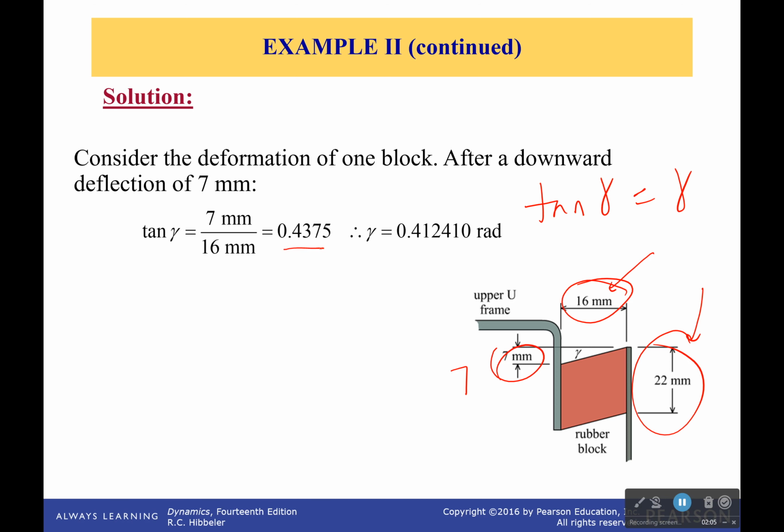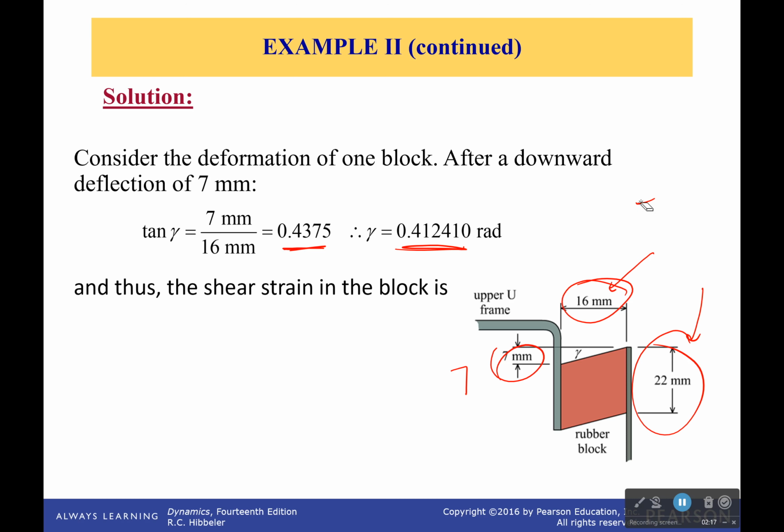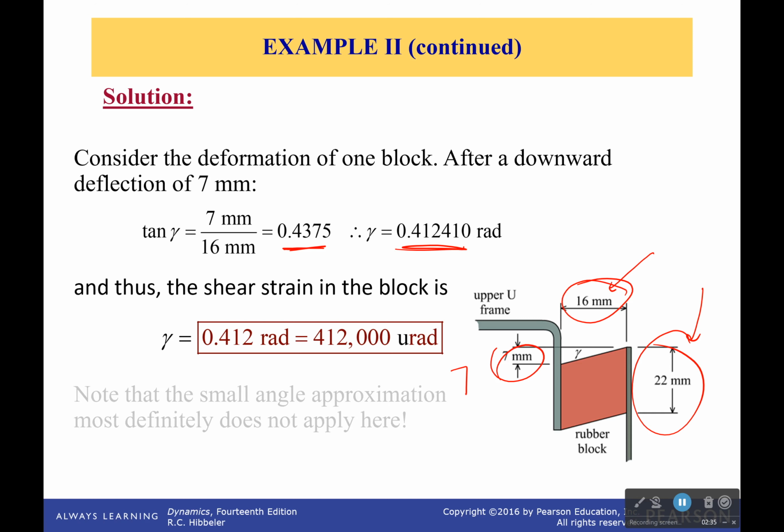So this comes out to be 0.4375. And therefore, gamma is going to be 0.412410 radians. Now, if you're wondering, why didn't we use the whole tan of gamma is equal to gamma this time? We'll come back to that. So in this case, the shear strain in the block would be 412,000 microrads. And because of that, this is definitely not a small angle.